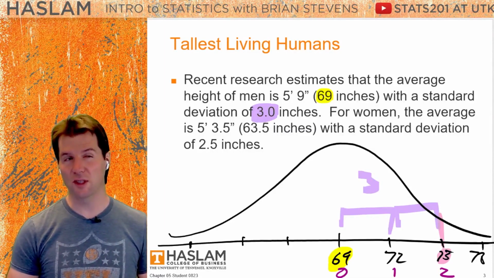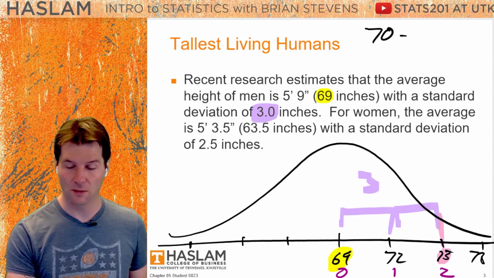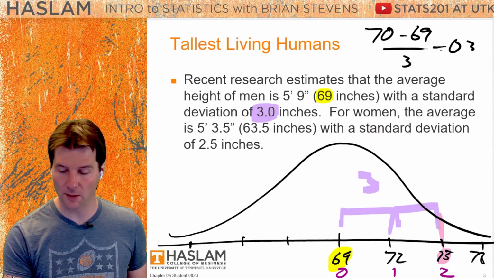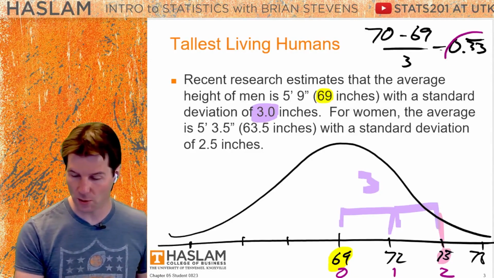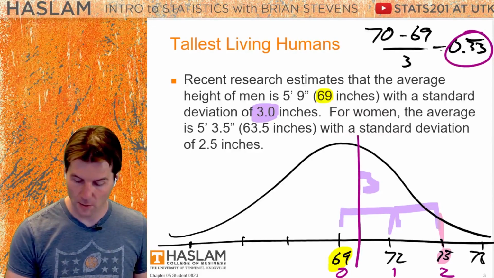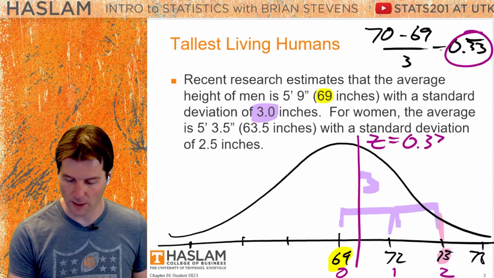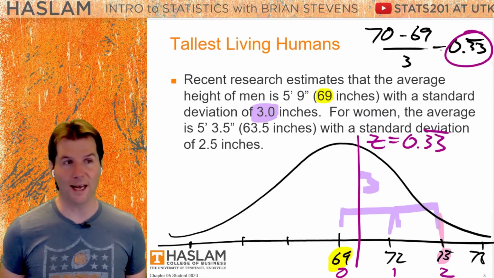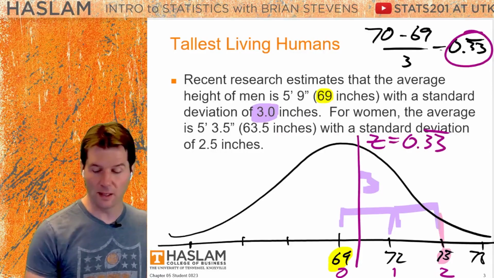How about somebody who's 70 inches tall? Try to solve it right now. 70 inches minus 69 divided by 3, you get 0.33 repeating. And that means this individual, we'll circle them here and we'll draw a line, would be right there at a z-score of 0.33. Notice how they are barely above the mean. Someone who is at the mean has a z-score of 0 because they have no distance from the mean.